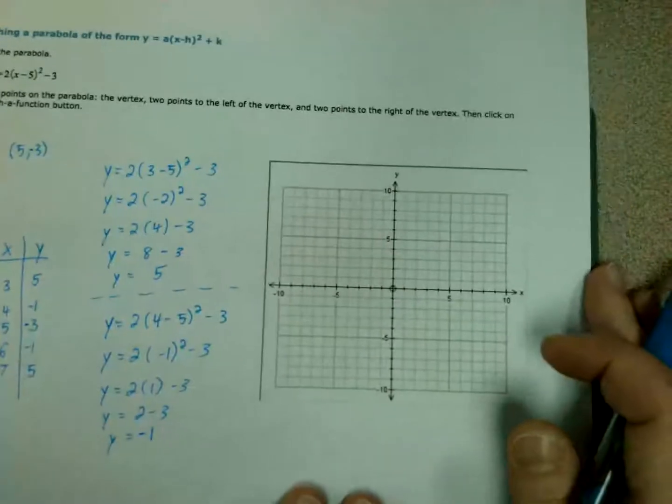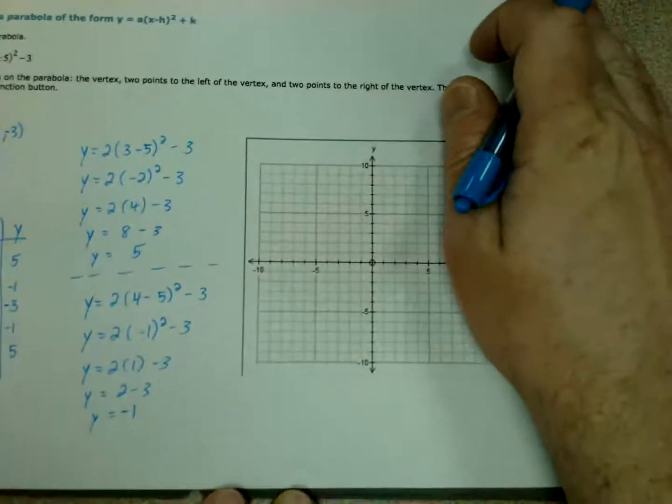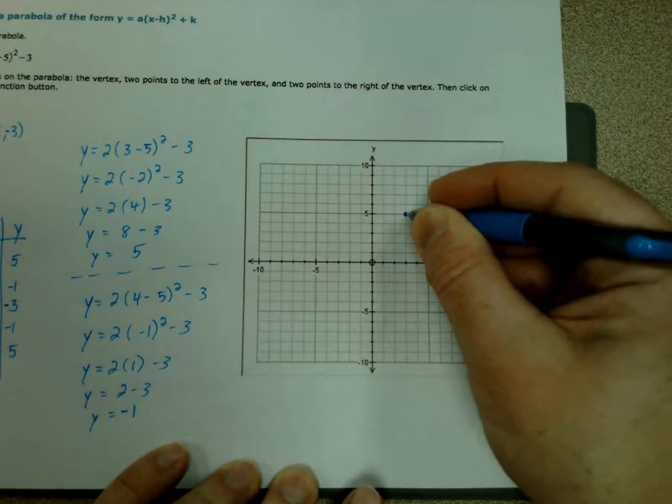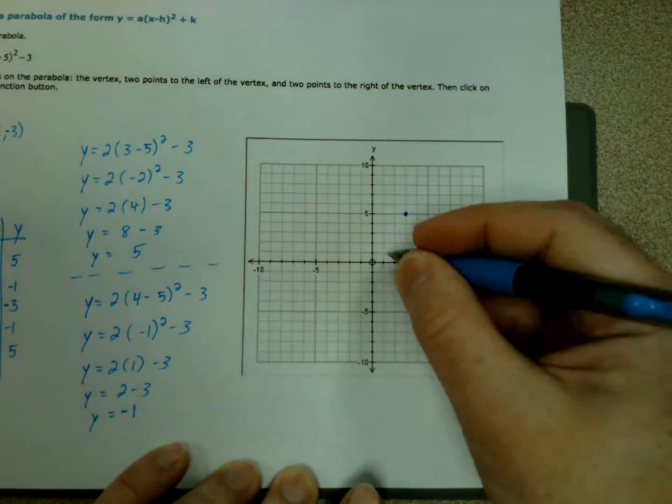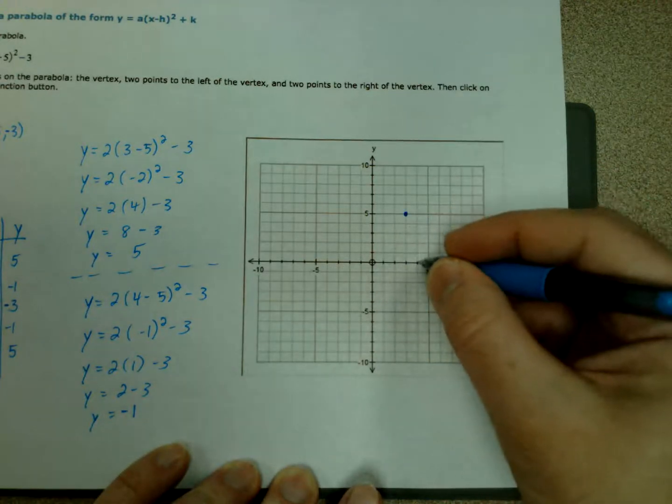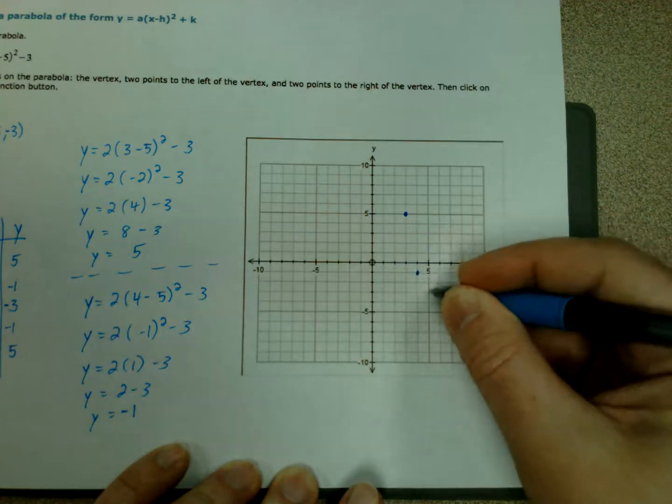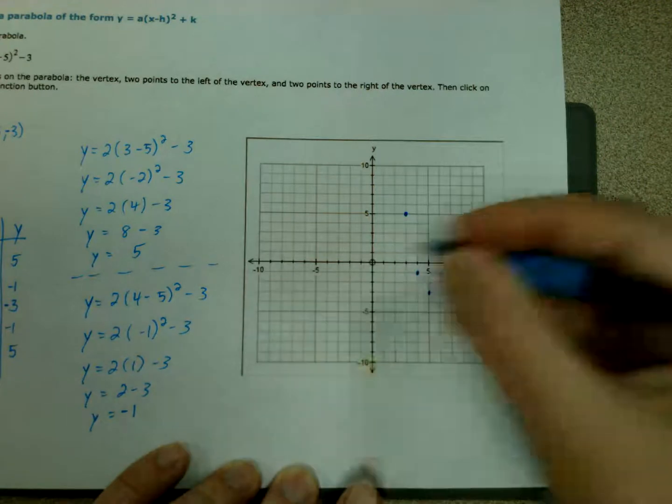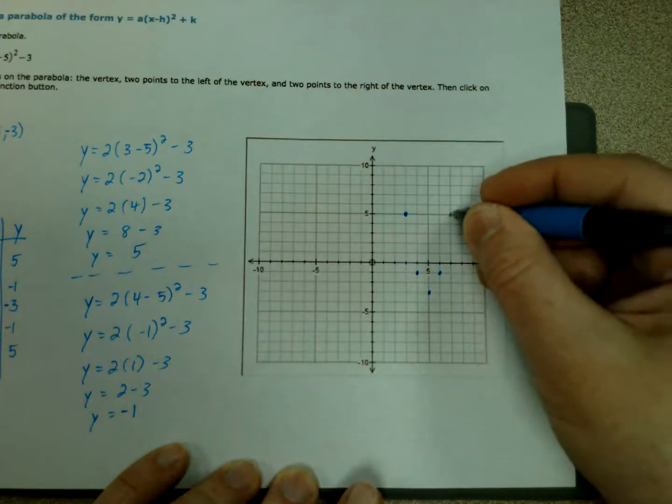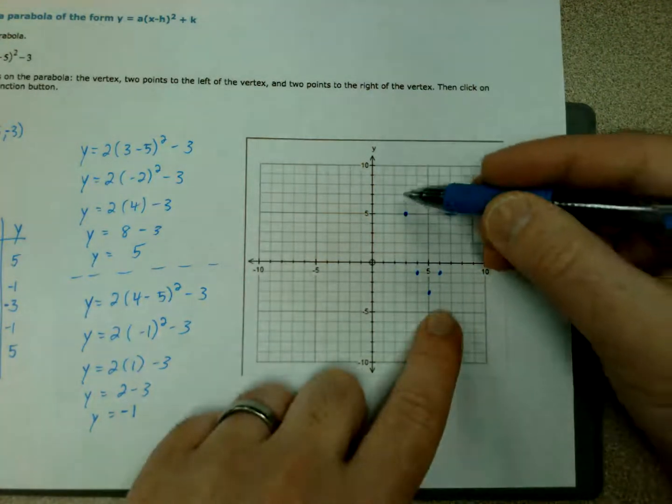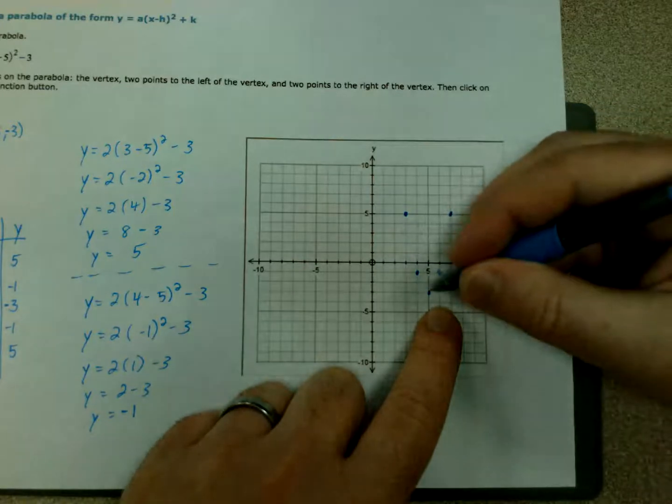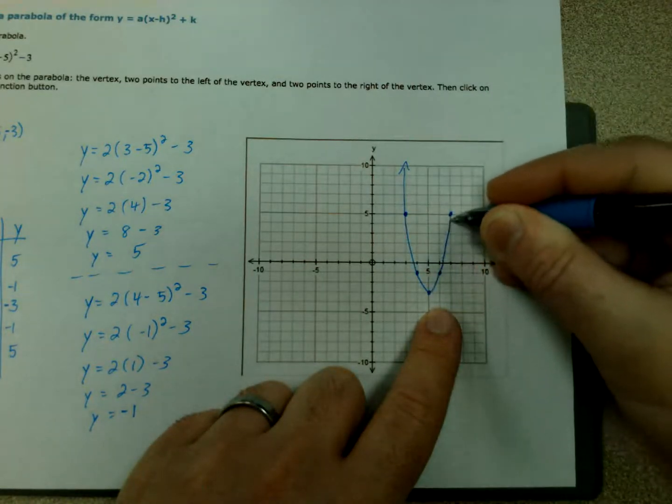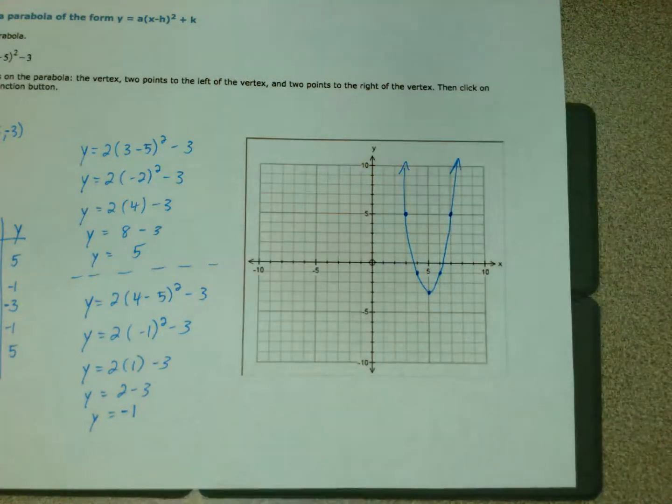So when I want to put those on the graph, I'm just going to come over here and plot those. So 1, 2, 3, 5. 4, -1, 5, -3, 6, -1, and 7, 5. Okay, so this is making a concave up shape here. We'll just connect all those together, and we got our parabola.